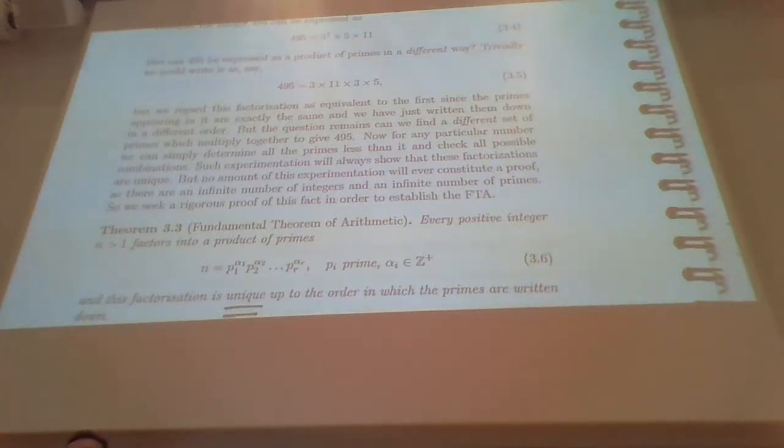You can quickly run through all the products of them that are less than or equal to 495. You'll observe that none of them are 495 except for this one, 3, 3, 5, and 11. So you can prove it in the case of that integer. But we don't yet have a good general proof idea that will work for all integers. So that's what we're going to do now.